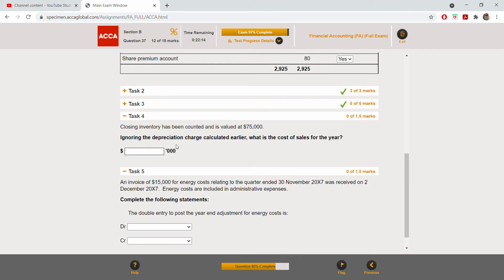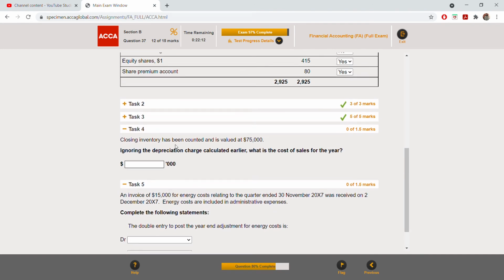Now task 4 and task 5. Closing inventory has been counted and is valued. Ignoring the depreciation charge, calculate what is the cost of sales for the year. So you're not taking the depreciation charge. Why? Because they told depreciation charge is then the cost of sales. Just forget about it.